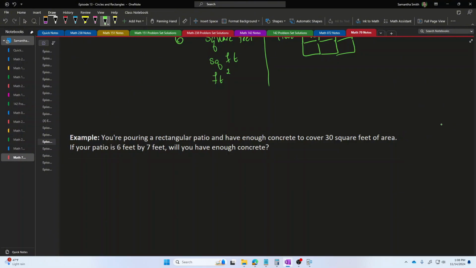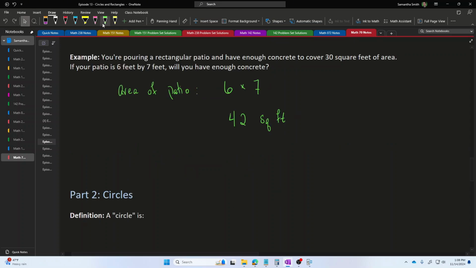Well, the area of the patio could be found by taking its width and its length and multiplying them together. 6 feet by 7 feet, 6 times 7, length times width. 6 times 7 is 42. So I would have 42 square feet of area of this patio. So I do not have enough concrete for this job.